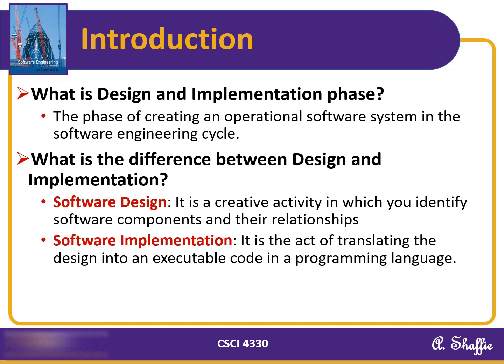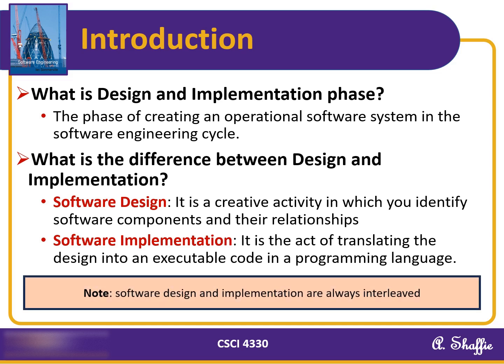Software design is a creative activity where we identify the software components and define how they relate to one another. Think of it as creating a blueprint for the system. Software implementation is a process of translating the design into an executable code using a programming language. It's where you turn the blueprint into a really working product or really working software.